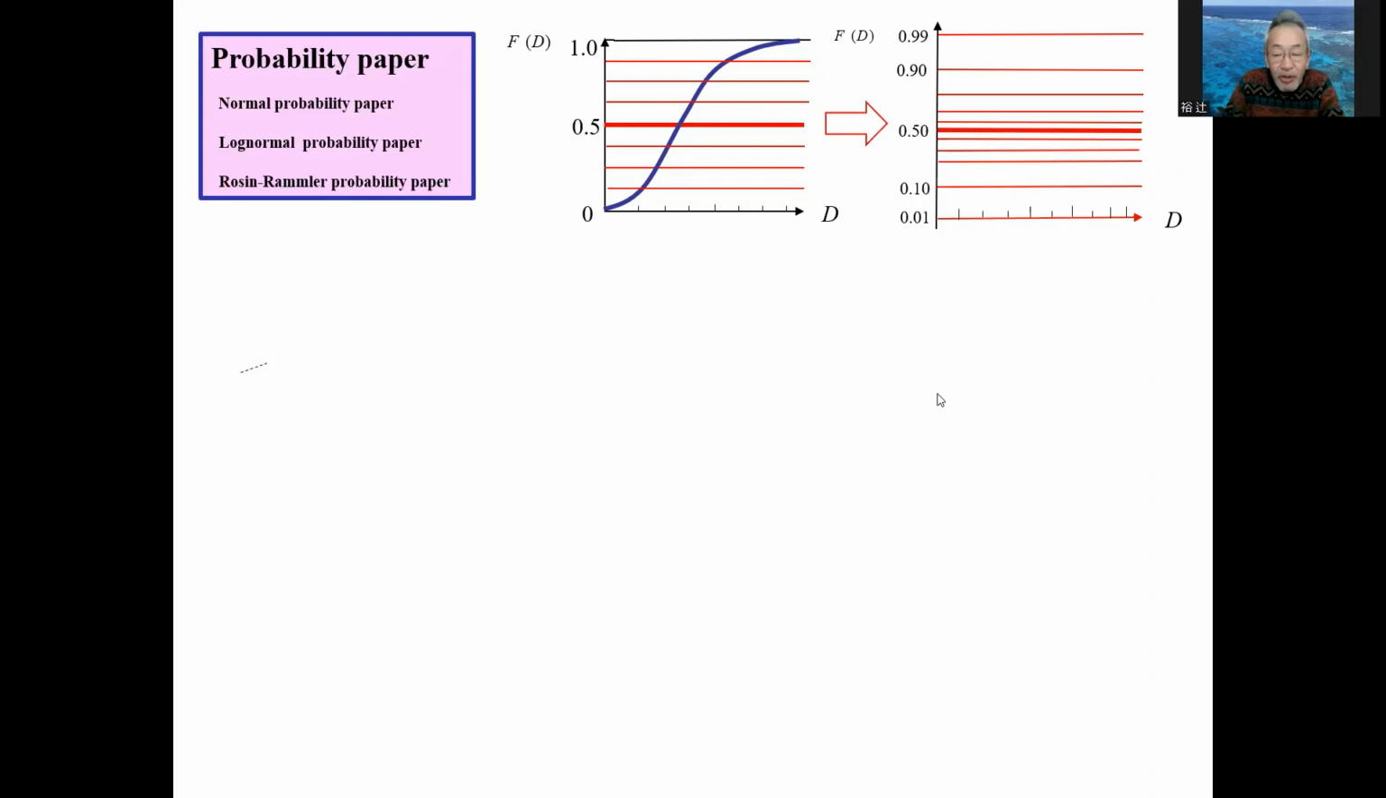The scale of the horizontal axis is the same as the left, but the scale of the vertical axis is modified. The vertical axis is so modified that the normal distribution shows a straight line on the graph. Therefore, when the value of F is close to 0.5, the scale spacing of the vertical axis is small, and when F moves away from 0.5, the scale spacing becomes larger.